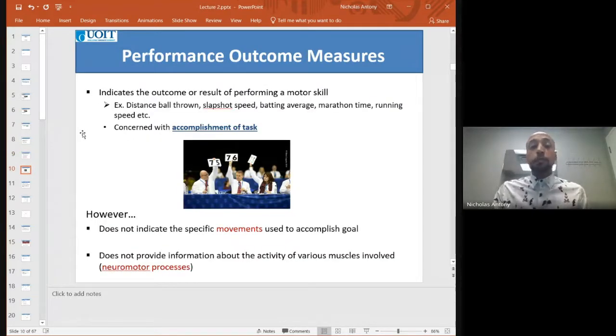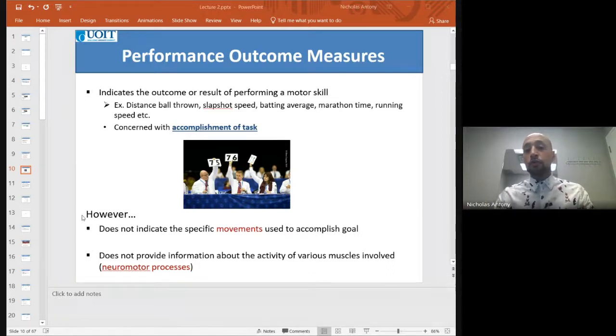So let's first talk about performance outcome measures. These are the measurements that indicate the outcome or the result of someone performing the skill. The common example would be a score. Here we have, I think, gymnastics or figure skating judges. So this is giving us an overall score. This is an example of an outcome measure because it's a score detailing the outcome of a particular performance of a motor skill. Other examples could be the distance you've thrown a ball, slap shot speed, batting average, marathon time, running speed, for example.